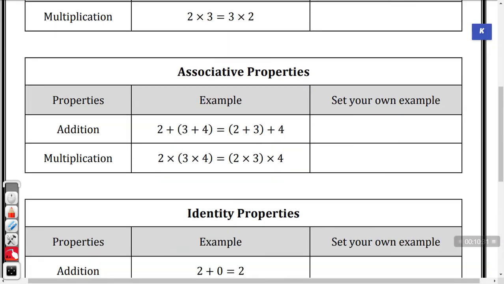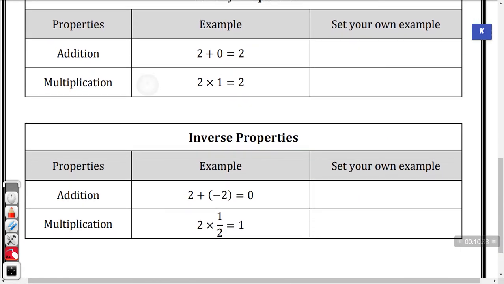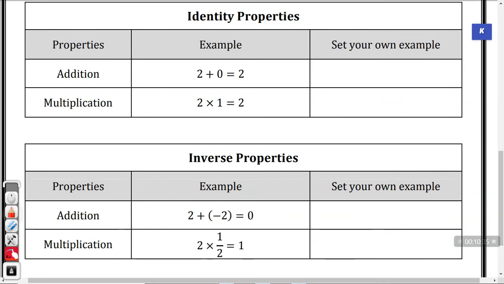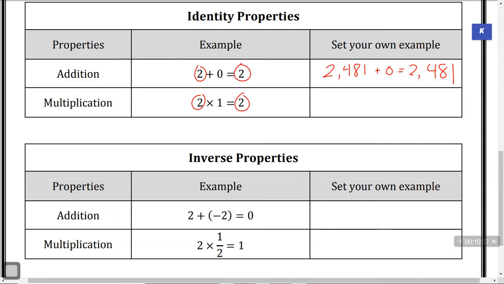Let's take a look at a few of our other ones. Identity property and inverse property. All right, identity property and inverse property basically showing you that if you add 0 to 2, you get 2. If you multiply 2 by 1, you get 2. I'm keeping the identity of that original value. All right, and you can do that with any number you want. 2,481 plus 0 gives me 2,481. All right, anytime we add 0, it doesn't change the identity.